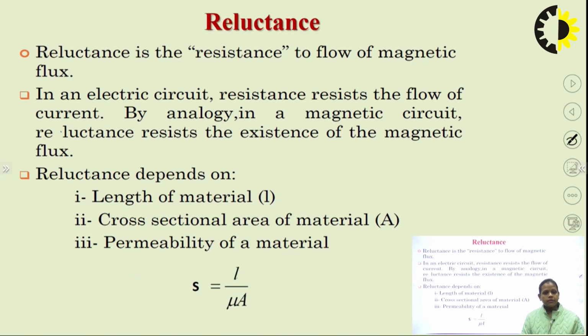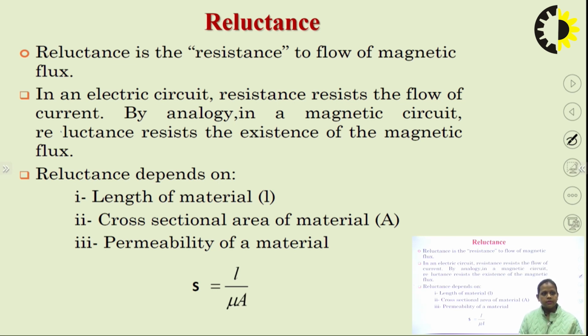Then coming to the reluctance. So, what is reluctance? In an electrical circuit we have resistance. What does resistance do? Basically, it resists the flow of current. In a similar way, reluctance is basically the resistance to flow of magnetic flux. So, reluctance is the resistance to flow of magnetic flux.